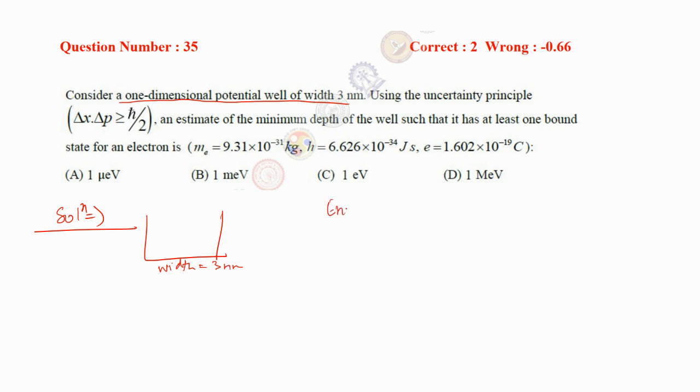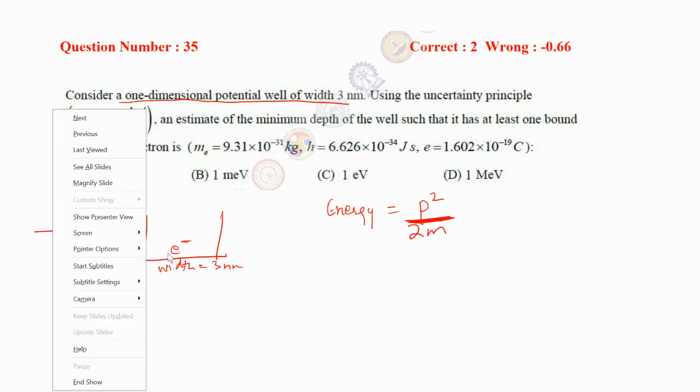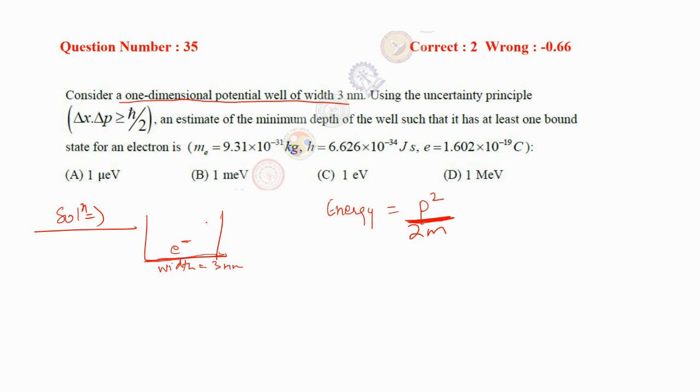You know the formula of energy. Energy is p square by 2m, right? So how to find this momentum p? In the question it is given that you should find the energy using the uncertainty principle. Suppose this particle is an electron. So this electron is inside the well. So what is delta x for this system? It will be a, right? Because this electron cannot move outside.